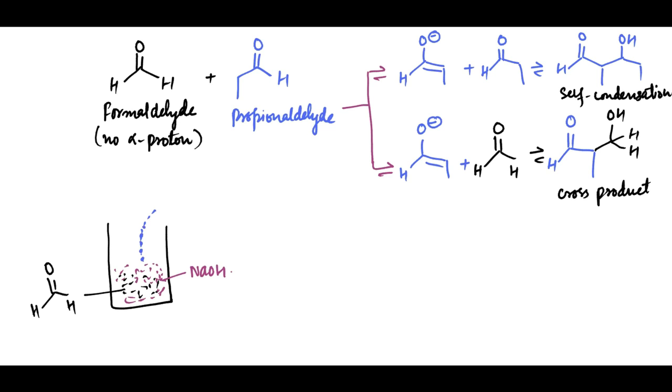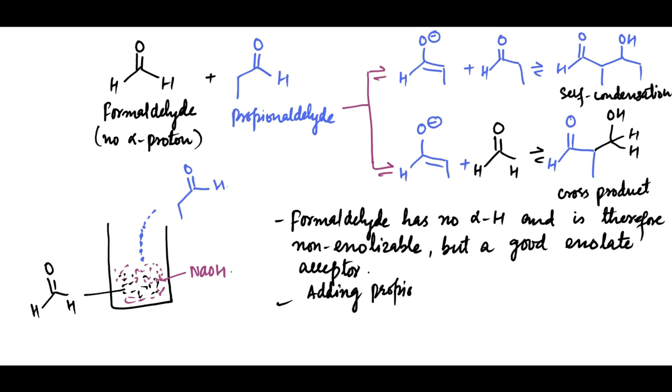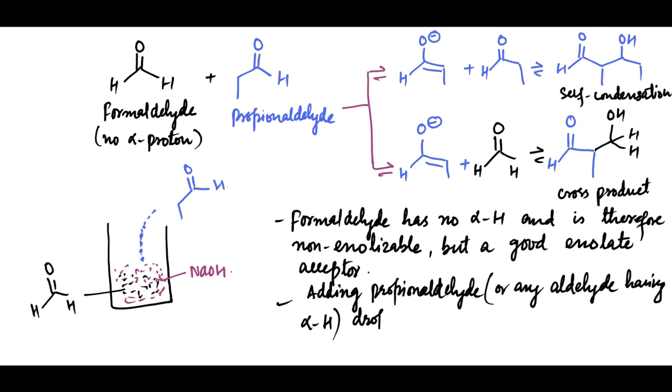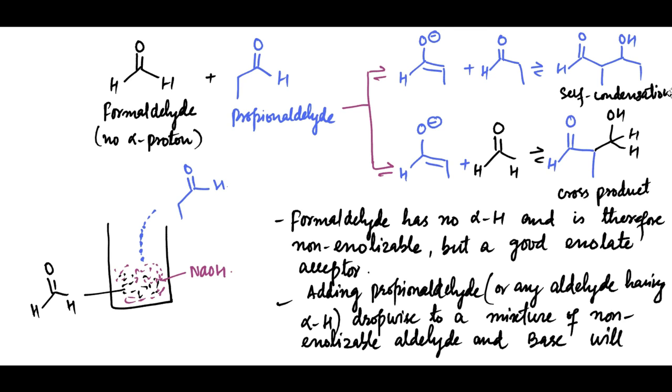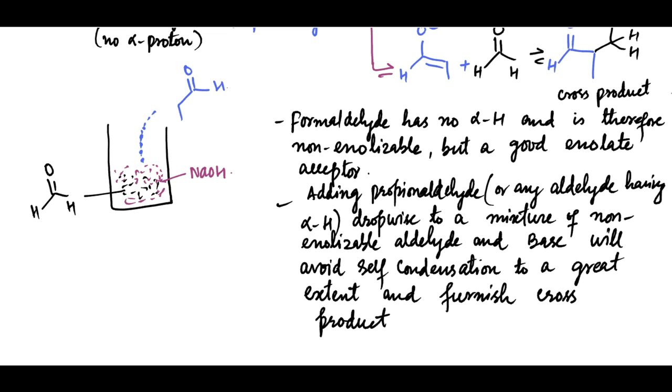For example, in the above case, formaldehyde has no alpha proton and is therefore non-enolizable, but it is a good enolate acceptor. Adding propionaldehyde or any other aldehyde having an alpha proton dropwise to a mixture of the non-enolizable aldehyde and base will avoid self-condensation to a great extent and furnish the cross-product in good yield.